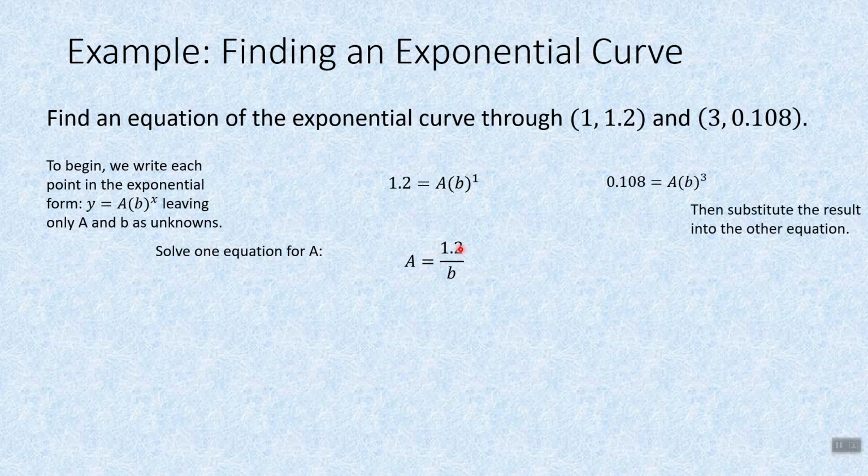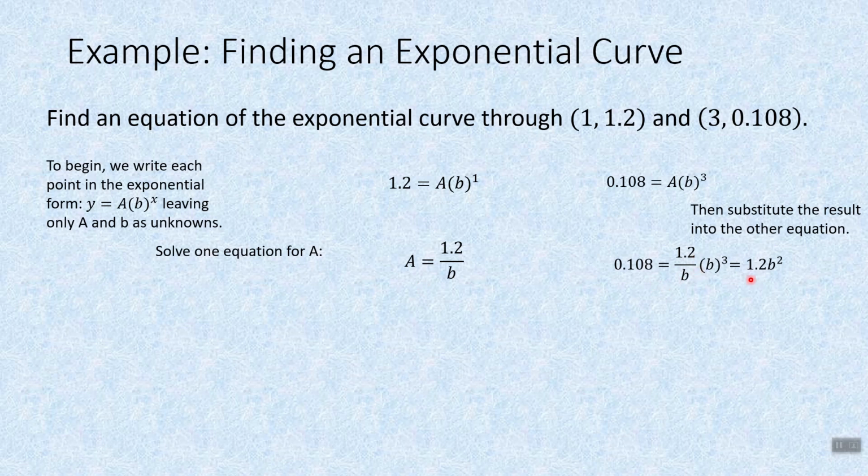We're going to take this result and substitute it into our other equation. So instead of an a, we'll have a 1.2 over b. We want one equation that goes through both points, so the same a and b on the left is the same a and b as the right.